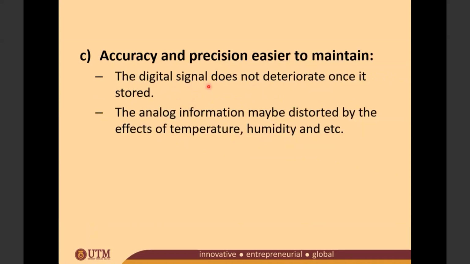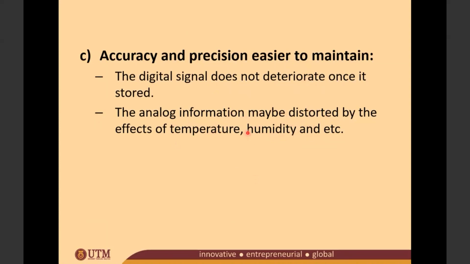Okay, so next, number 3 is accuracy and precision, easy to maintain. Okay, so the digital signal does not deteriorate once it is stored. Okay, so the quality of the digital signal will not berubah lah. Okay, kenapa? Sebab kita hanya store sama ada dia dalam either logic 1 ataupun logic kosong.